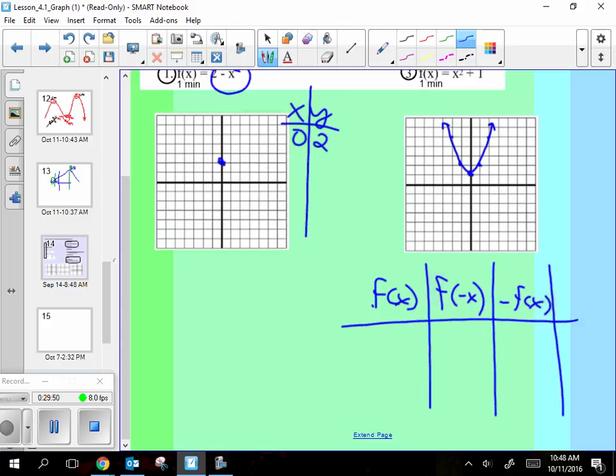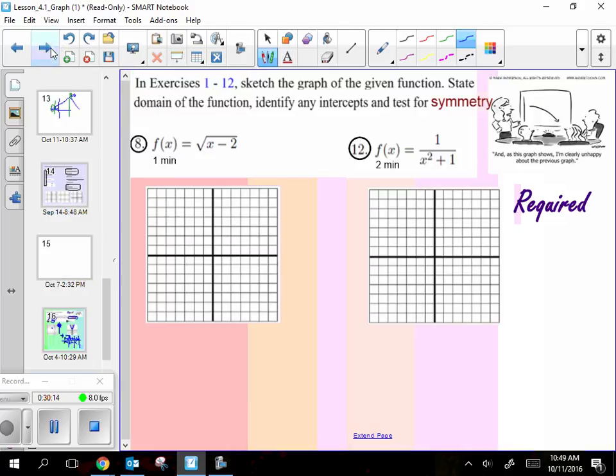So f of x was x squared plus 1. F of negative x, you're going to stick that in here. And negative of the function goes like that. You simplify them all down. If these two are equal, then it was even, which is what I think it is. But you can prove it by using that little system. And I want you to make a chart for number 3. I also want you to prove number 8 and number 12 with the little chart thing.